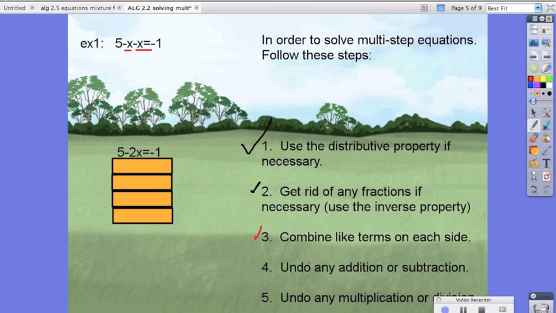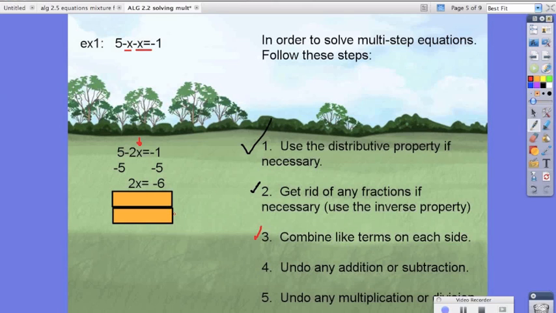Next thing is to undo any addition or subtraction. Well, because we're trying to isolate this x right here, we actually need to move this 5. The reason why we do this 5 first instead of the -2 is because the -2 is being multiplied to the x, and the 5 is separated by the subtraction sign. So in order for us to get rid of the 5, we add the opposite, or use inverse operations, which would be to subtract 5 from both sides.